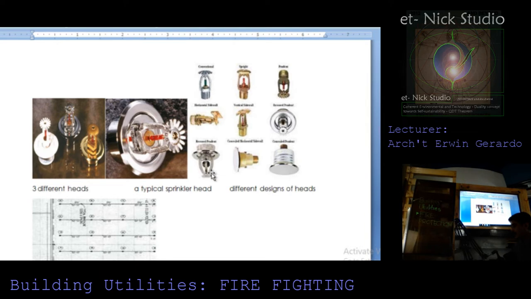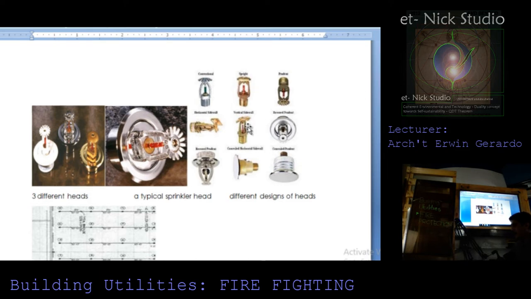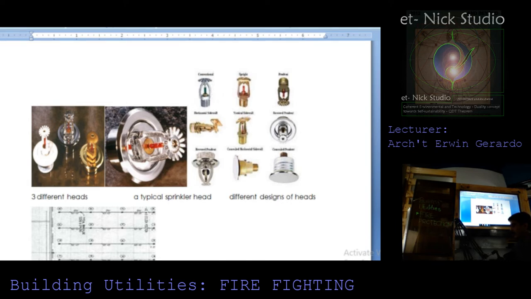If it is pointing downward, so the sprinkler head, you can visibly see that this is the sprinkler head, the bulb, so this is the pendant type. While if it is up, meaning it is vertical and the bulb is pointing upward, it means that this one is the upright sprinkler head. The upright sprinkler head is usually used in industrial use. Once it is operated, the water that flows through the sprinkler head will simply use the ceiling to disperse the fire or put off the fire.